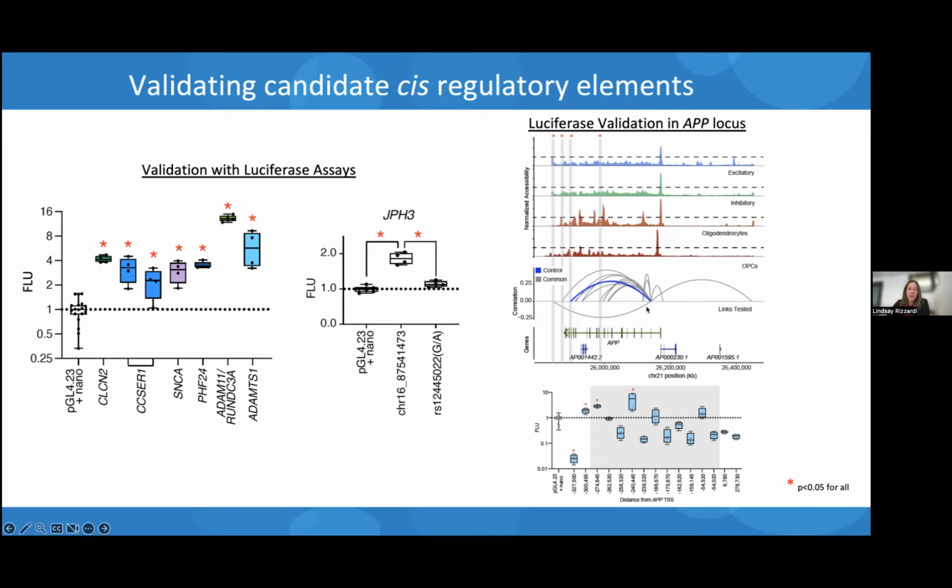Interestingly, there's one negatively correlated link here that when we put it into our luciferase assay actually inhibited luciferase activity. So this assay isn't actually designed to detect repressor activity. So this is a region that we really want to follow up on because it agrees with both the correlation and the luciferase assay. So it's an interesting region that we think needs a little bit more study.